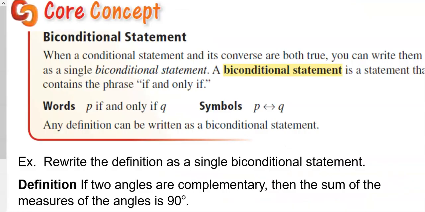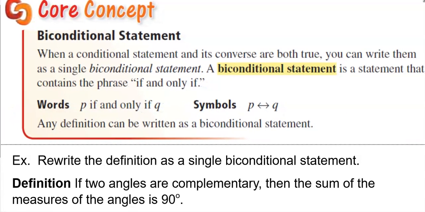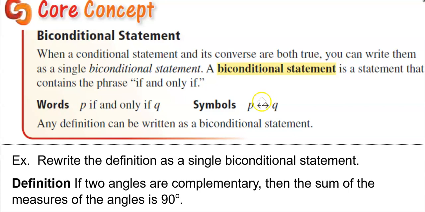Okay, so let's look at what is meant by a biconditional statement. When a conditional statement and its converse are both true, you can write them as a single biconditional statement. A biconditional statement is a statement that contains the phrase if and only if. So P if and only if Q. So again, in symbols, you use the arrow, and as you can see, there are arrows on both ends there. Okay. Any definition can be written as a biconditional statement. And the reason that is true is because the definition is always reversible.